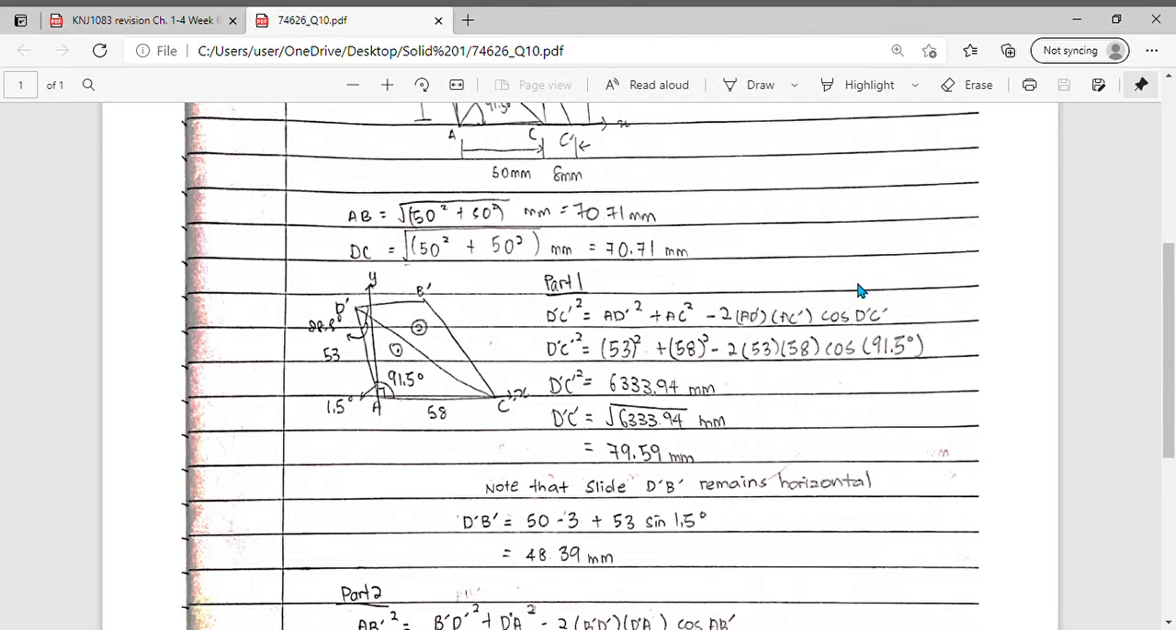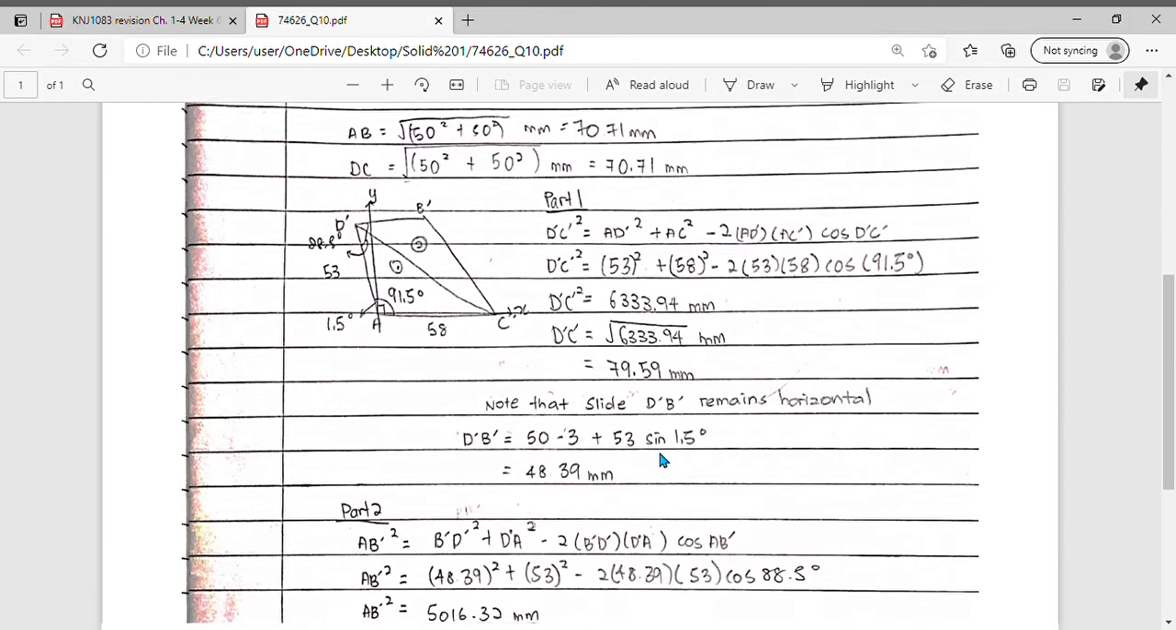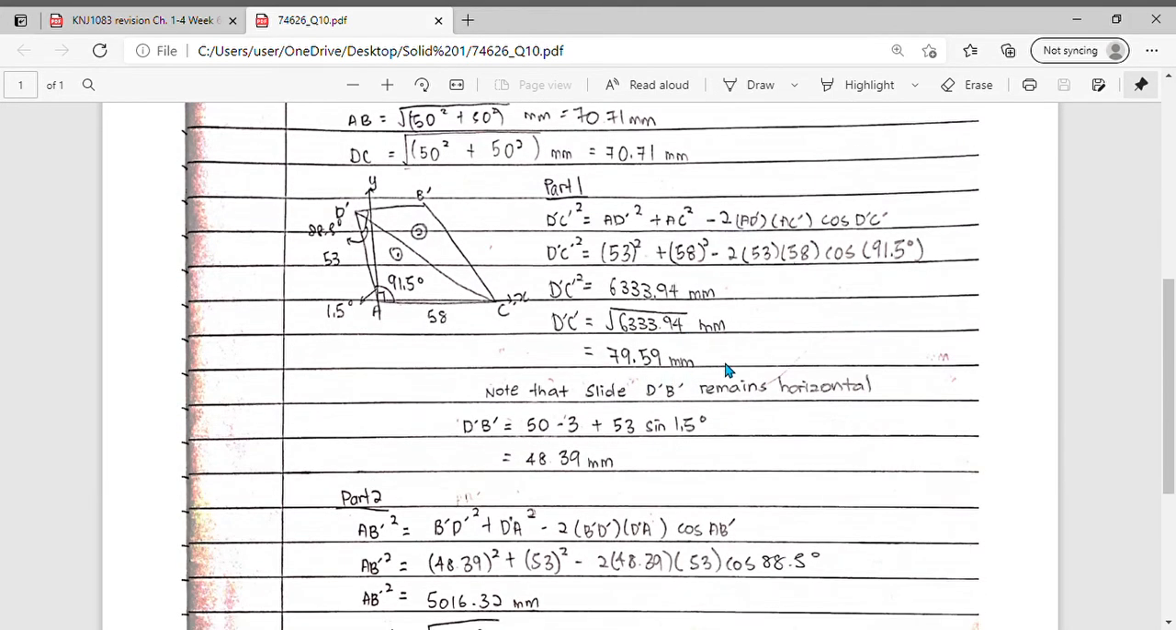So what is the angle of D prime C prime actually? The angle is always opposite the diagonal length that we want to find. For example, we want to find the length of D prime C prime, so the suitable angle to put here is the one opposite the diagonal D prime C prime, which is 91.5 degrees. Substitute all the values and square root after you finish plus, times, minus, and all. The final value is 79.59 millimeter.